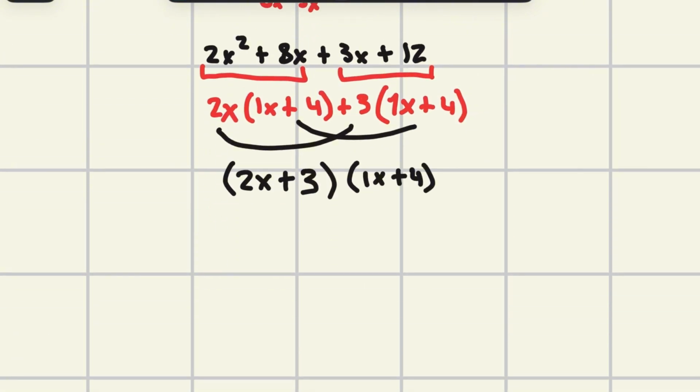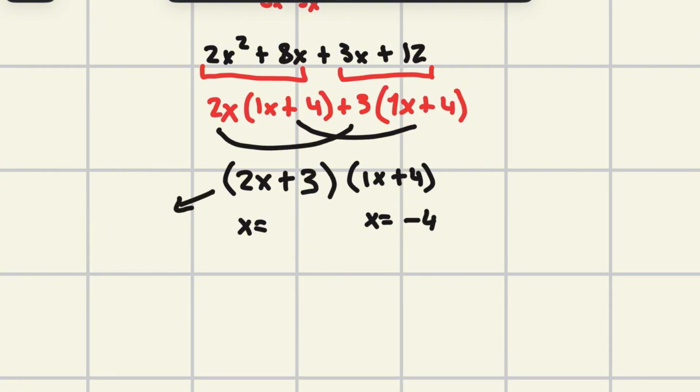Now remember, to get your final answers, the value of your sign is going to be opposite to what's inside the brackets. So we'll do this one first because it's easier. You basically have x plus 4. So your answer is negative 4.